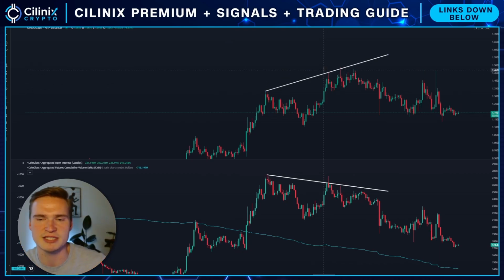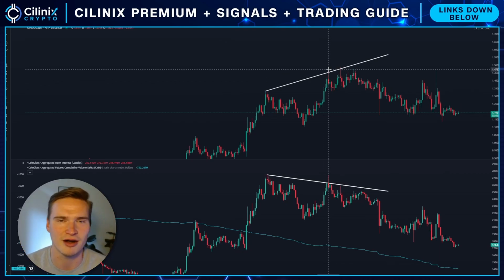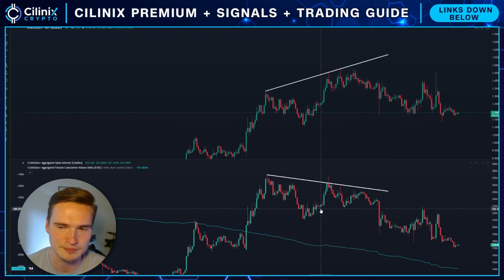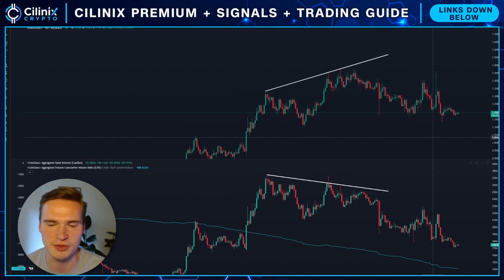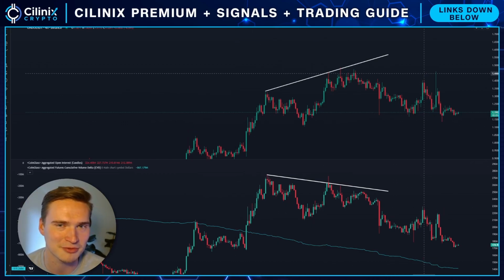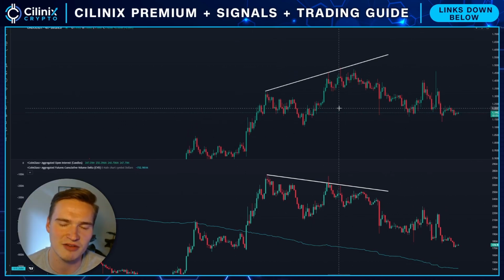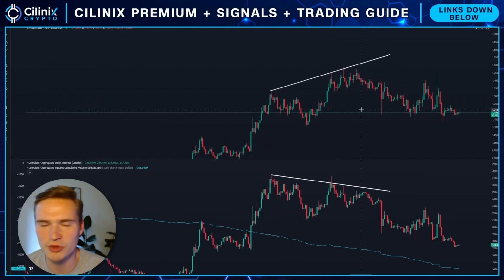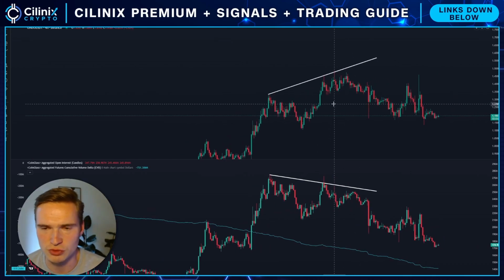So for example, if the price makes higher highs while the momentum drops down, so the open interest makes lower lows, and we are at a resistance level, it works more often than if we are at support, for example. Because just this divergence alone will not make you profitable. It is a tool that you can use to help you in your decision making.